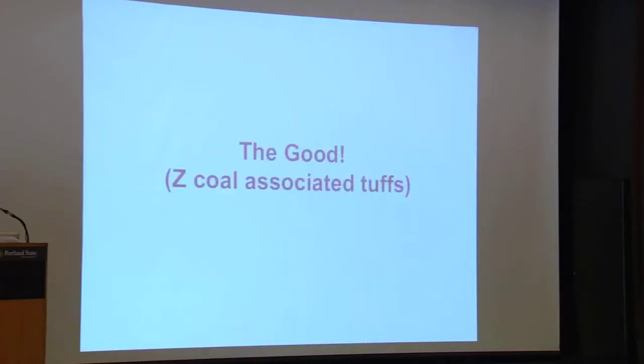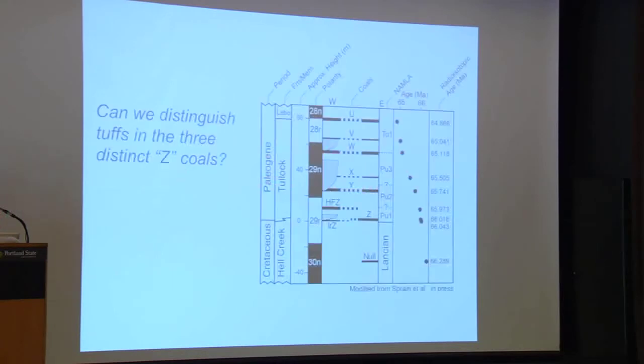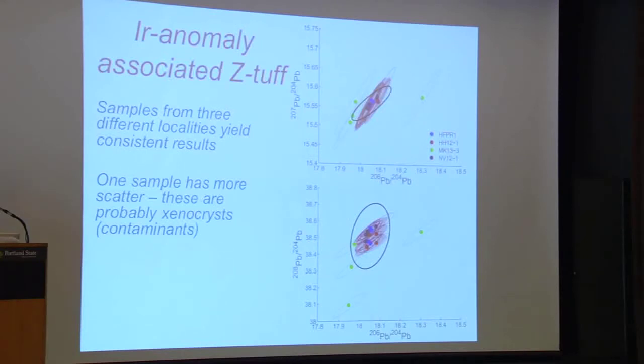So I'm going to just scroll through some of the highlights and the lowlights. The good: these are the Z-coal associated tuffs. These are the ones right around the Cretaceous-Paleogene transition, super important. So the idea is whether we can distinguish tuffs in the various distinct Z-coals so that we can uniquely identify them for the paleontologists. So this one worked out really well. This is one of these tuffs associated with a Z-coal that's also associated with an iridium anomaly. So these ones are right at the Cretaceous-Paleogene transition.